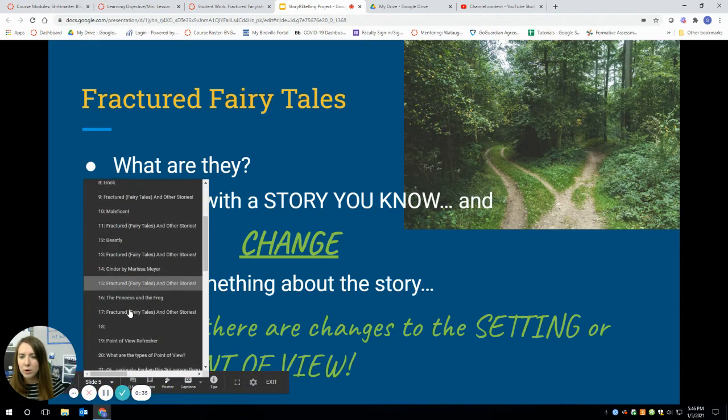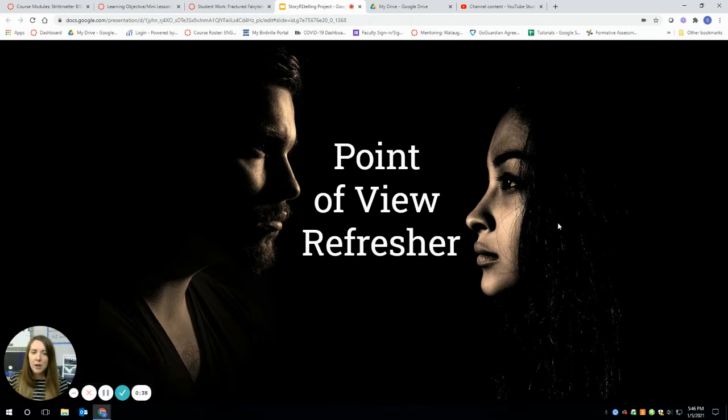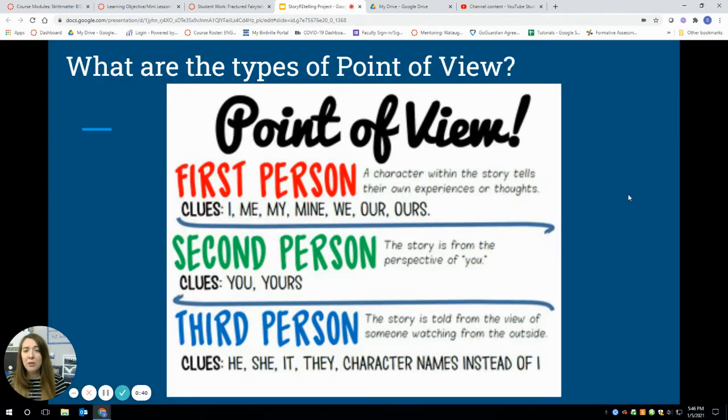Let me go ahead and go to our slide. There we go. All right, so point of view refresher. There are lots of different types of points of view, right? First, second, and third person. So first person is super easy. That means your story is told from somebody that's using the words like I, me, our, we. The Hunger Games is told from Katniss Everdeen's perspective. She's the one who's telling the story. She's the narrator. That's first person.